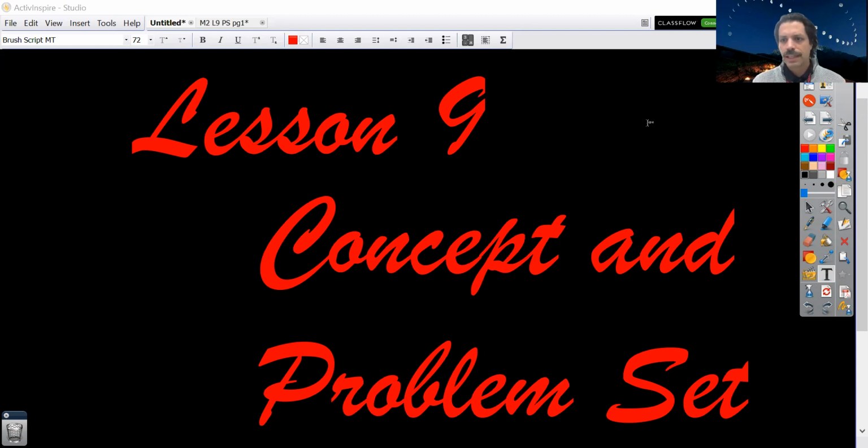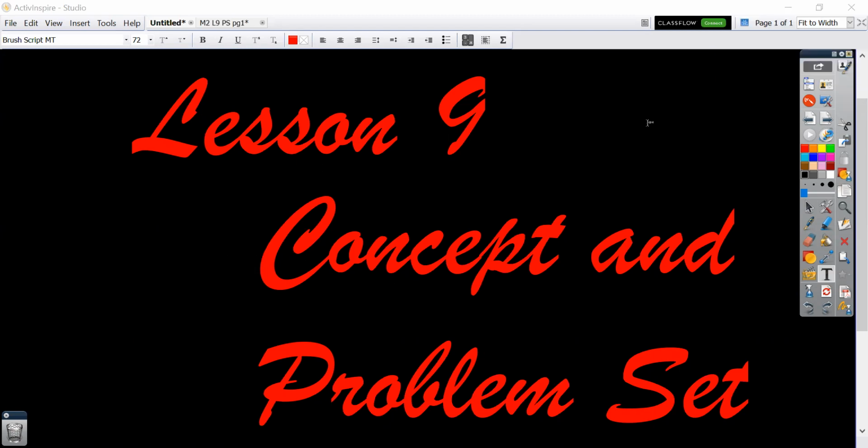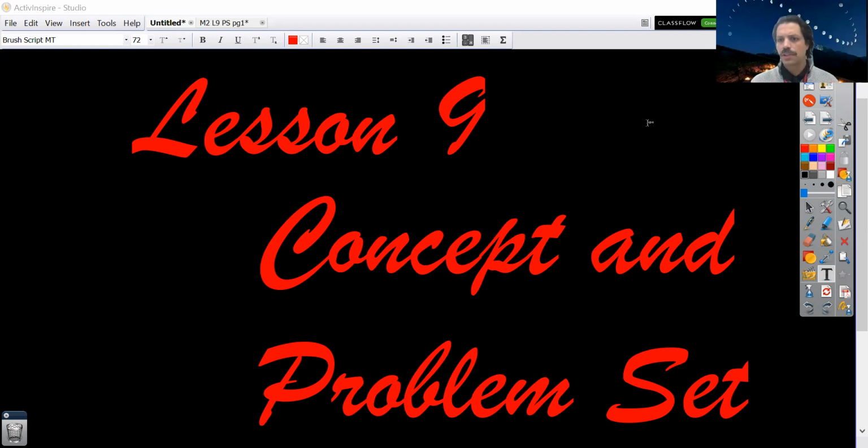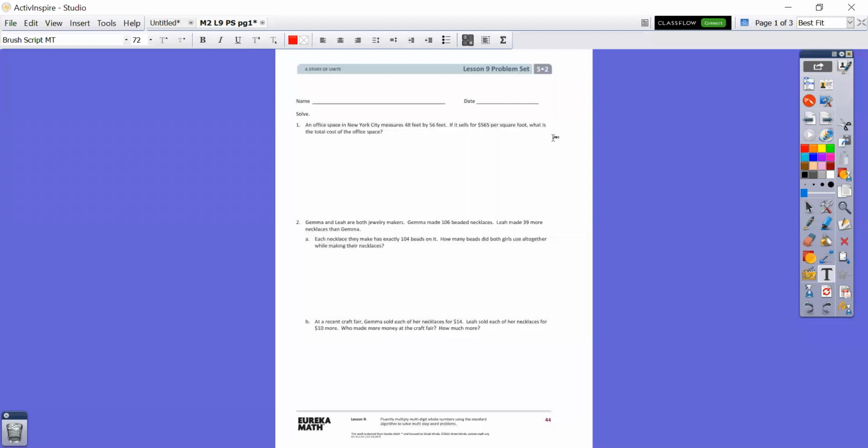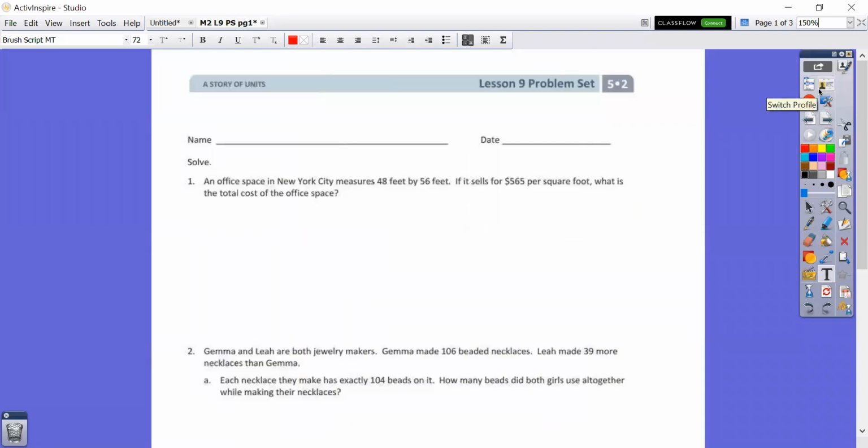Today's lesson is extending our practice from multi-digit multiplication with whole numbers into word problems. So we're going to go straight into our problem set. Go ahead and pull your problem set out for lesson 9, and let's work on this together. There's going to be times where I set it up for you and you do the rest of the work.